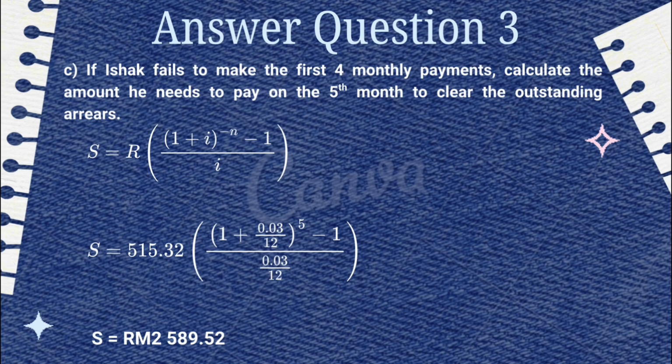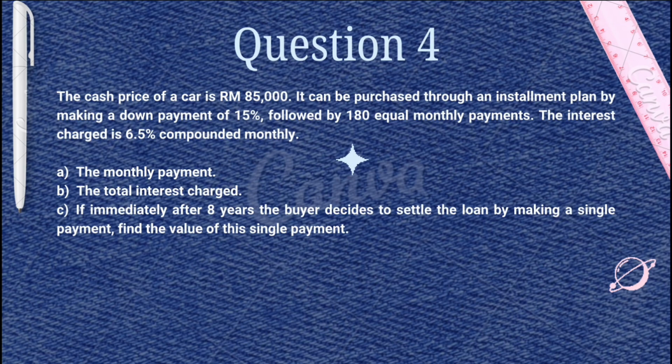Now we move to Ayah to answer and explain the final question. So next I'll be explaining about question number 4, which is the cash price of the car is 85,000 ringgit. It can be purchased through an installment plan by making a down payment of 50%, followed by 180 equal monthly payments. The interest charge is 6.5% compounded monthly. So question A, what is the monthly payment?